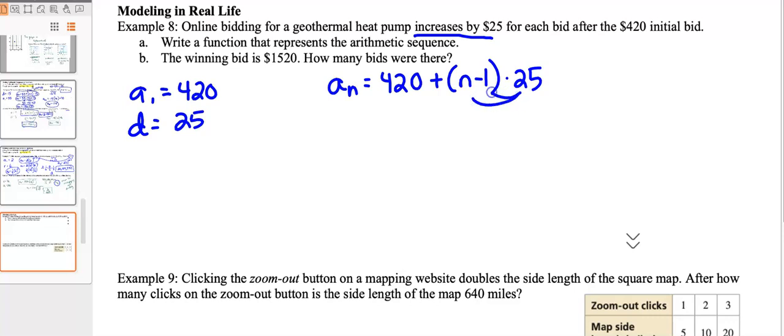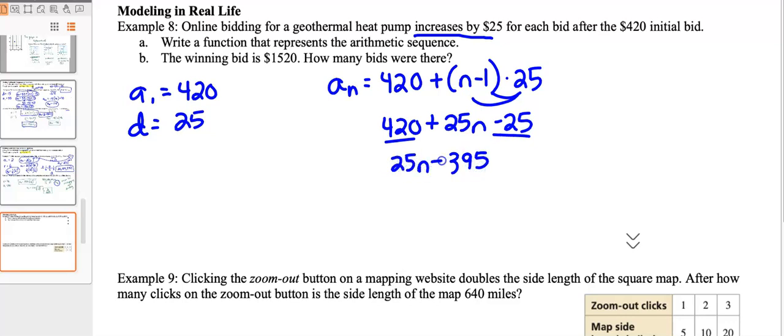So first step to simplifying, we're going to distribute. So drop down 420. 25 times n is 25n. 25 times negative 1 is negative 25. Combine like terms. 420 take away 25 is 395. And drop down our 25n, and that was a positive 395. So here is our simplified equation. It looks like y equals mx plus b. It looks very linear because it was an arithmetic function.